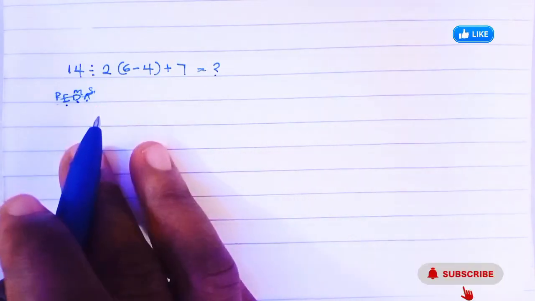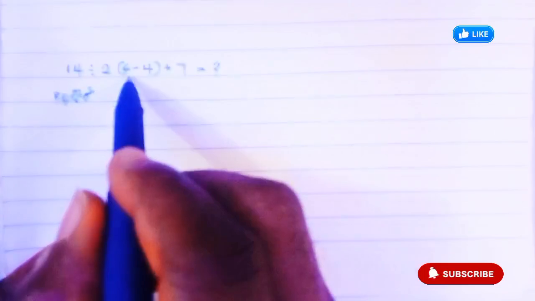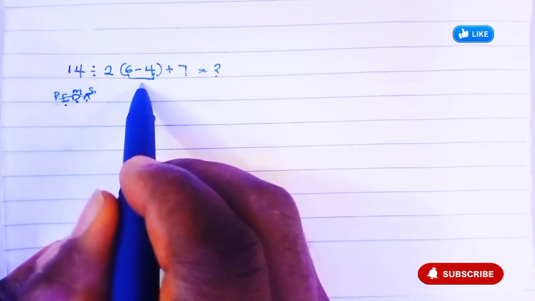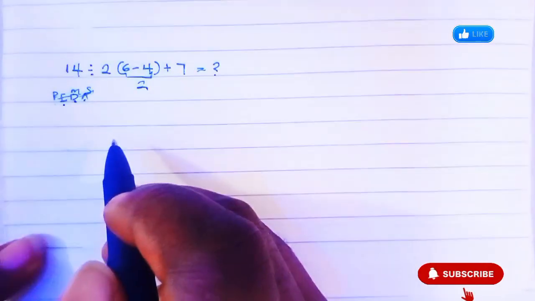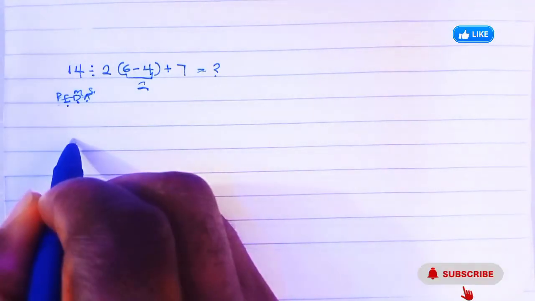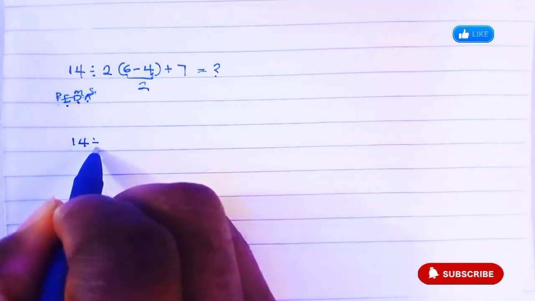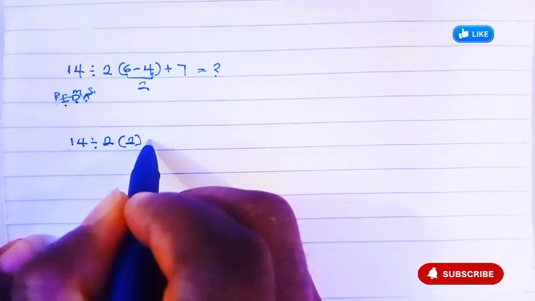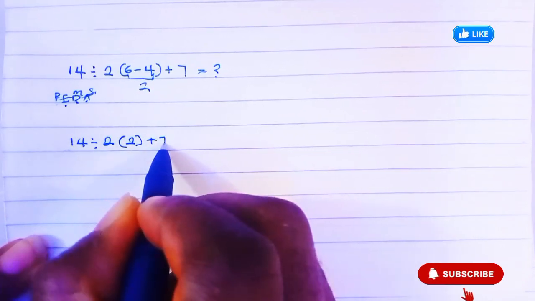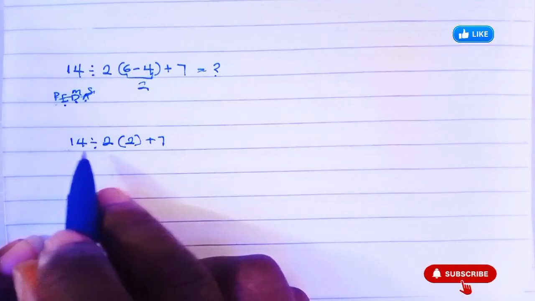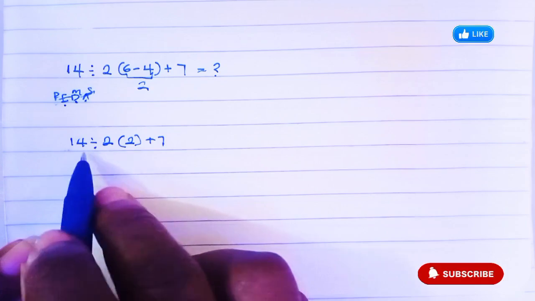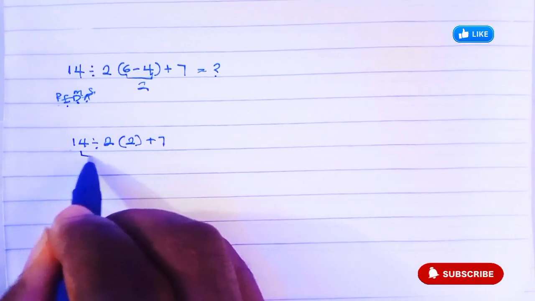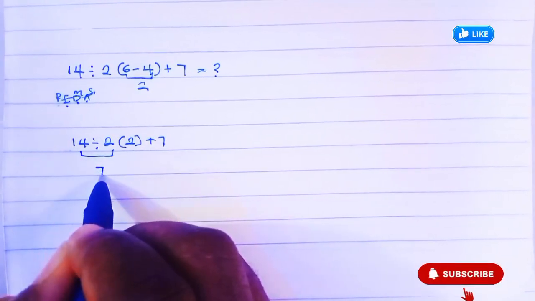So solving this, the first thing we are going to do is to solve this, alright, and 6 minus 4 will give us 2. Alright, once we have done that, we have 14 divided by 2, 2 plus 7. So the next thing we are going to do is to divide 14 by 2, alright? So dividing it, we have 7.